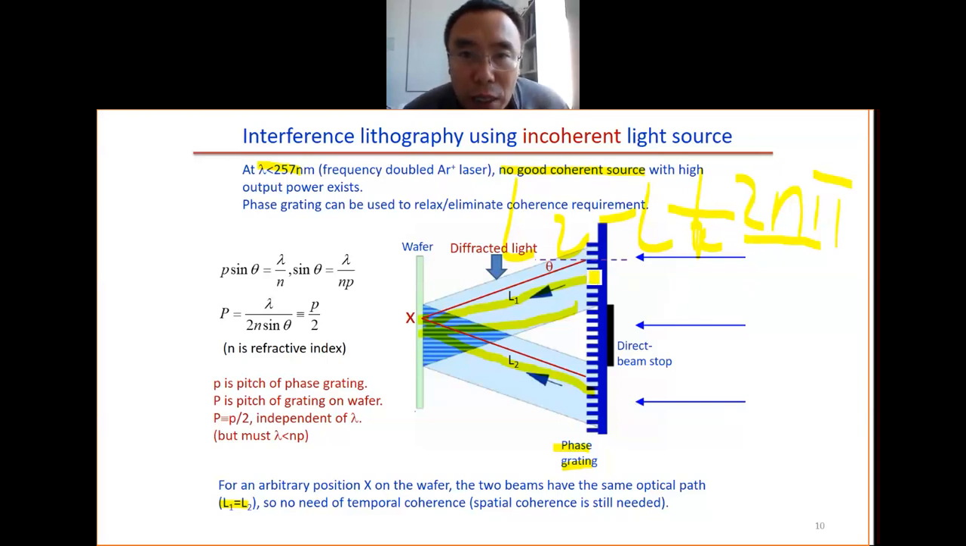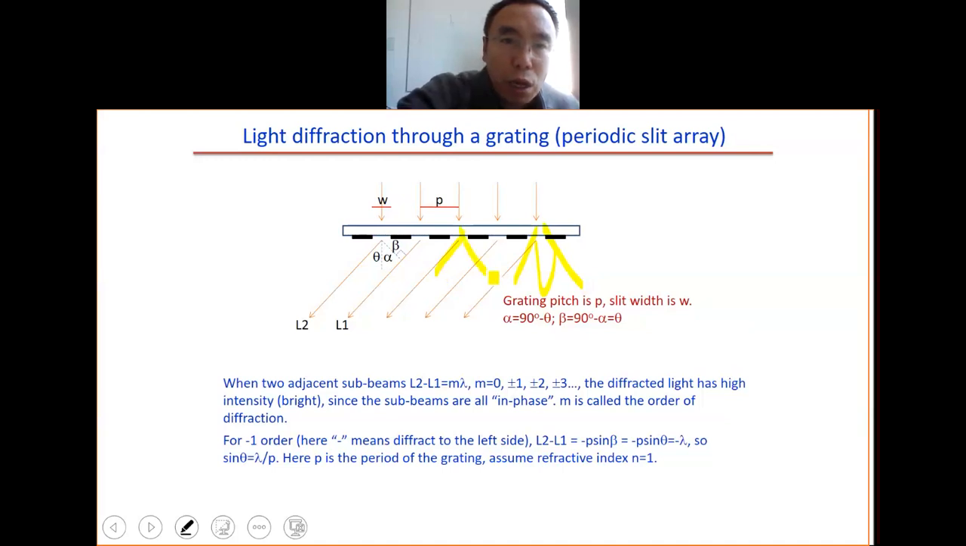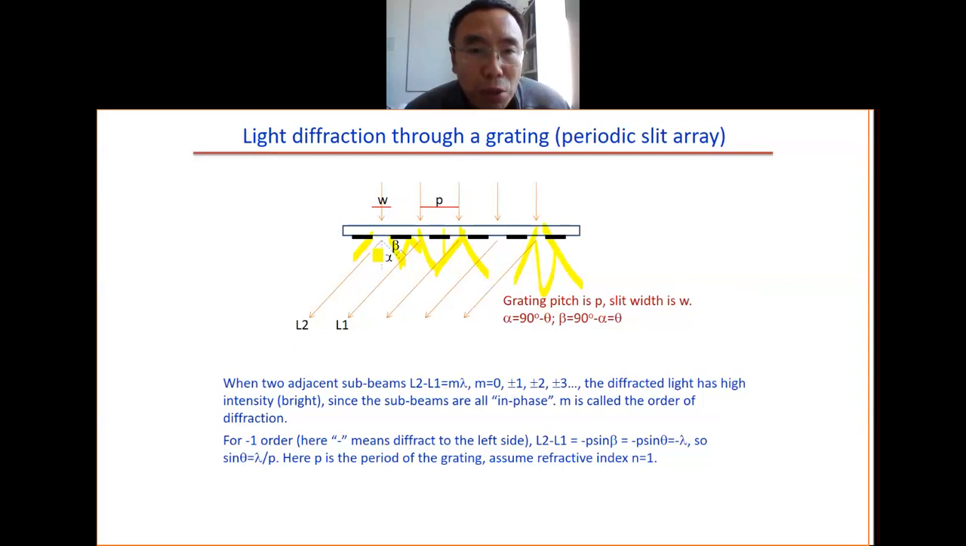So now let's look at how to calculate this angle. This angle is calculated by the grating equation. You can see it here. When the light passes through a grating, there will be diffraction, so the light will go in all directions. Each of the slits sends light in all directions. Then we want to know in what direction we have the maximum light. This can be calculated based on this kind of drawing.